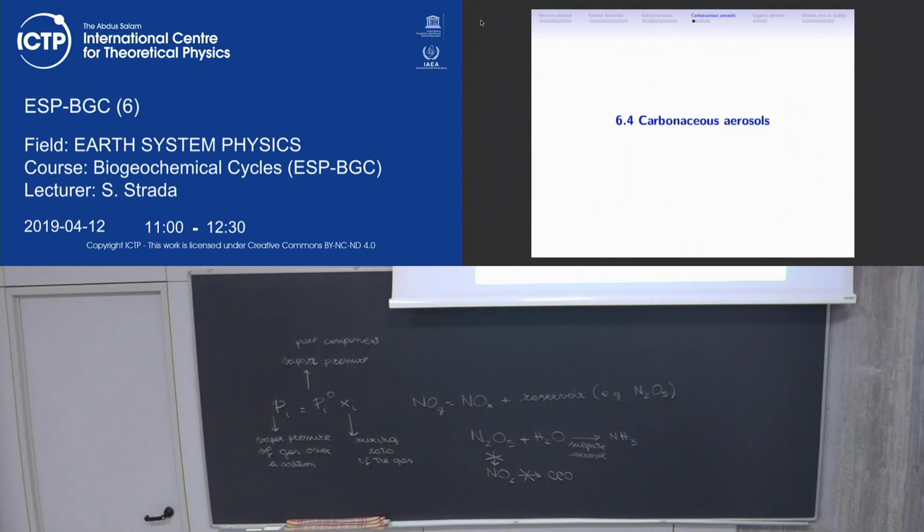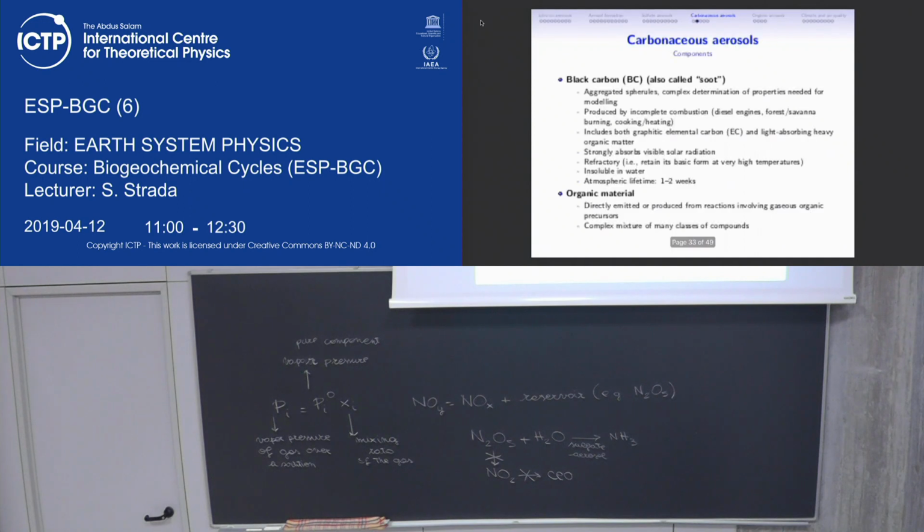So now we have talked about the sulfate and the nitrate aerosol. We introduced a new family of aerosols called the carbonaceous aerosols. And under this family, we have the black carbon, which also includes the elemental carbon, and the organic material, about which we will say something more specific when we discuss organic aerosols.